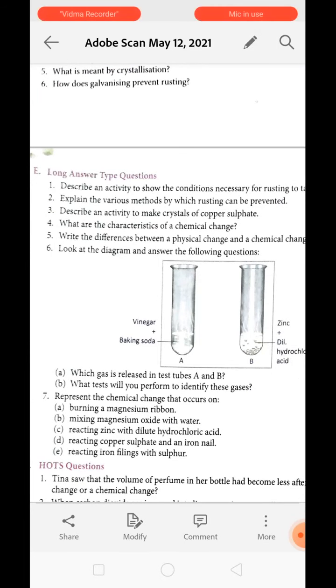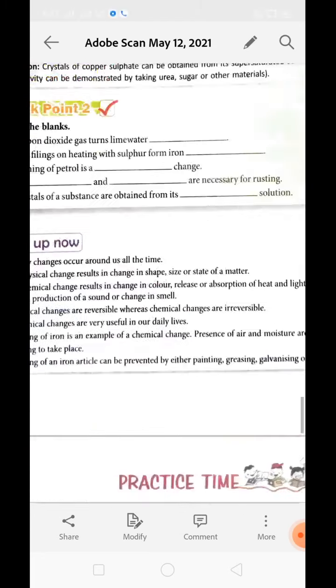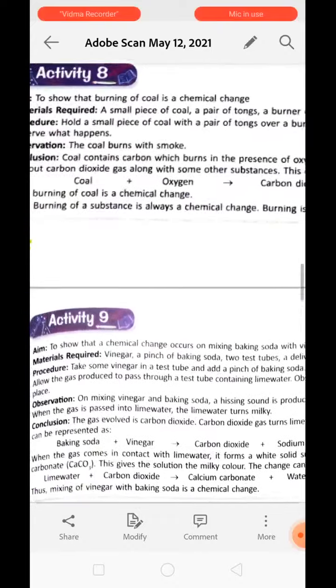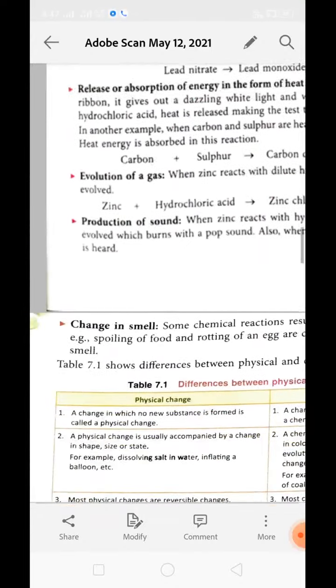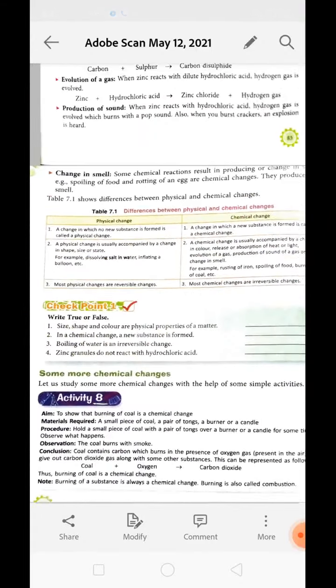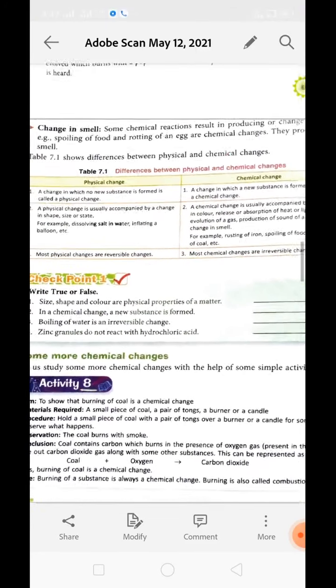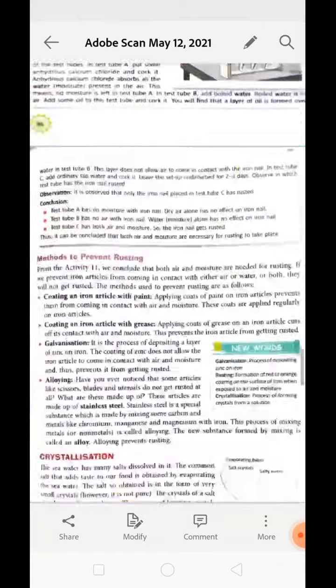Write the difference between physical and chemical change. It is given in the book. Physical and chemical change differences are already given in the book, on page number 84, Table 7.1. You will write this table down. Okay, next question.